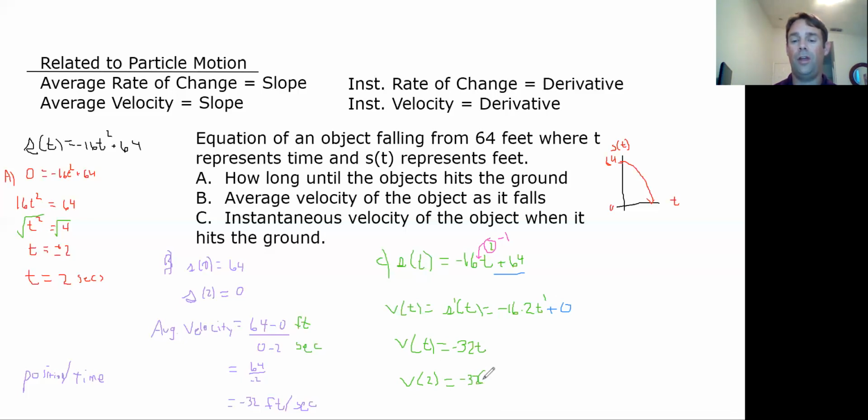Average velocity, average rate of change is slope. Instantaneous velocity, instantaneous rate of change is a derivative. It's -64 feet per second.